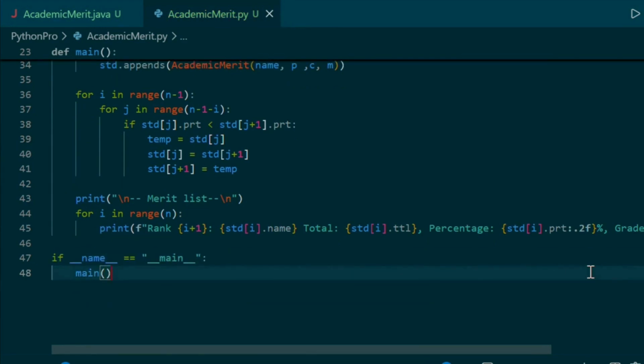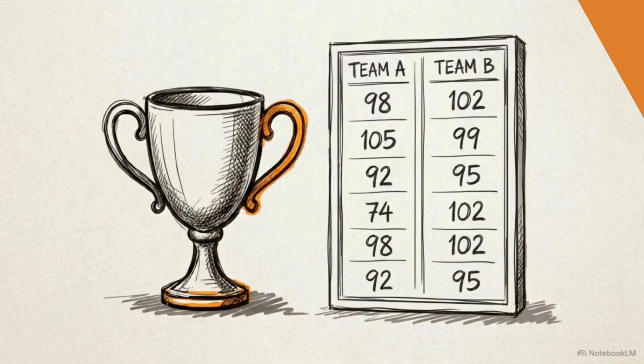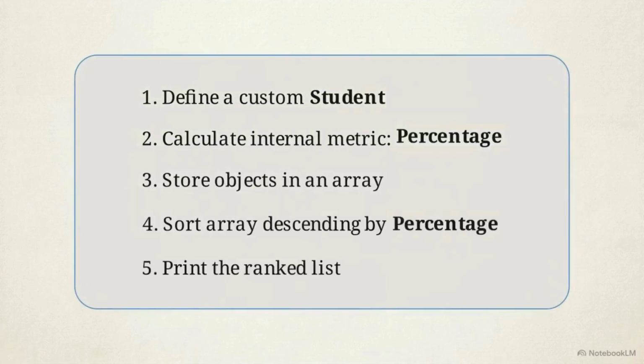Let's now move to the second one. Tournament ranking system, where players are ranked by wins and draws. The exact same 5 steps apply. We just swap out the variables.